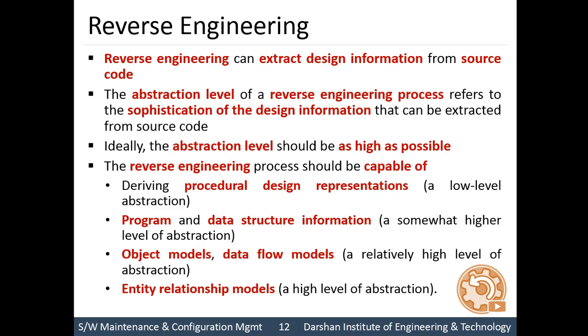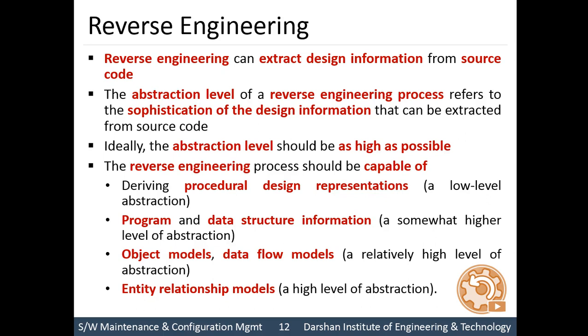After that, the second stage is, after the procedural design representation, we are getting the program and data structure information. This data structure and program information is a somewhat higher level of abstraction than the procedural design representation. And after the data structure information, the object model and data flow model, all these models are going to be derived. We can say these object models and data flow models are a relatively high level of abstraction. Understandability of the data flow model is more than that of the procedural design and data structure information. Any end user having less technical knowledge can understand the data flow models, not the procedural design.